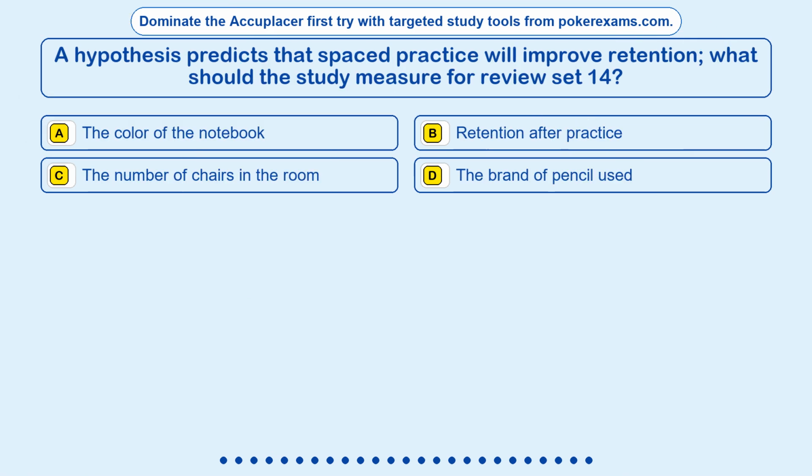Question 25. A hypothesis predicts that spaced practice will improve retention. What should the study measure for review set 14? Option A, the color of the notebook. Option B, retention after practice. Option C, the number of chairs in the room. Option D, the brand of pencil used.